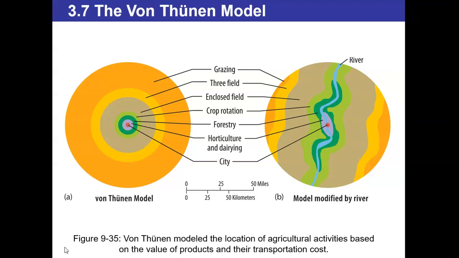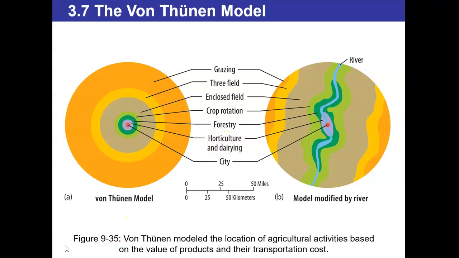First, let's look at the first ring around the center. Remember, the center is considered the city. The first ring indicates market-oriented gardens and milk. This is because they are very expensive to deliver, and they also have to make it to the market quickly because they're perishable. This is why the first ring indicates horticulture and dairying.